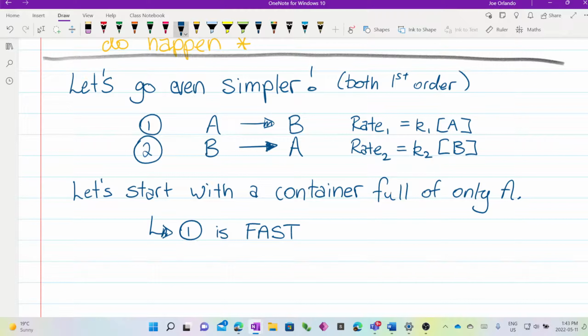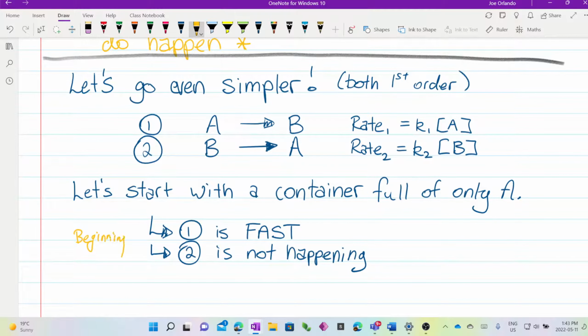What is going to be true about reaction 2 right at the beginning? It's going to be slower. In fact, how slow? Very. Almost not happening because there's not enough B. In fact, not only almost not happening, if we're considering right at the start, it is not happening. So reaction 2 is not happening. Like at the beginning, only reaction 1 can be happening. What is going to happen as the reaction continues?